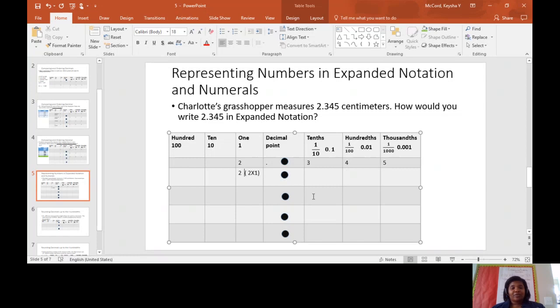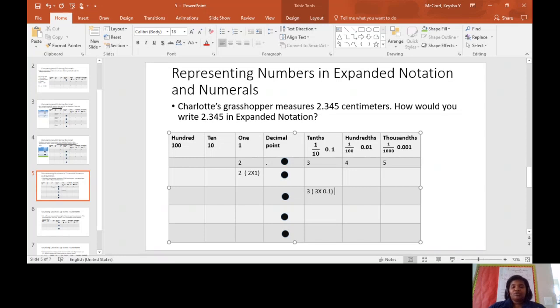I'm going to write my next number, which is going to be 3. So the 3 is in the tenths place. Now remember, I'm going to multiply the digit times the value of the place value. So I have 3 tenths. That means I'm going to write 3 times 1/10. Okay, that's it.